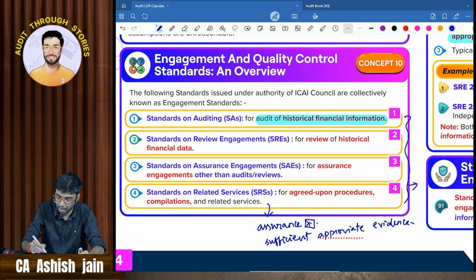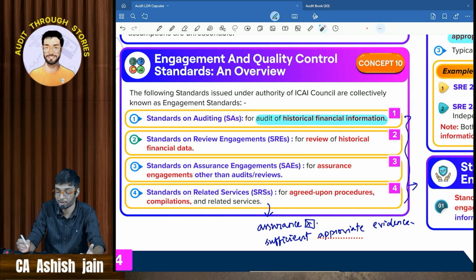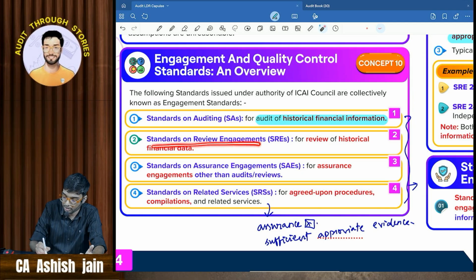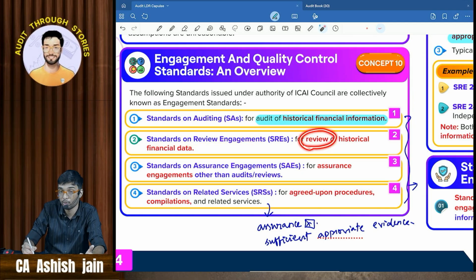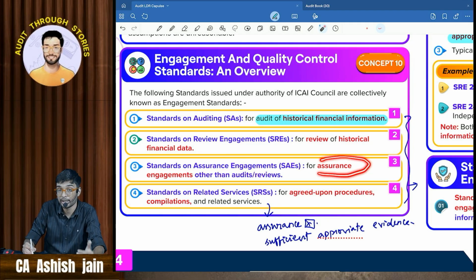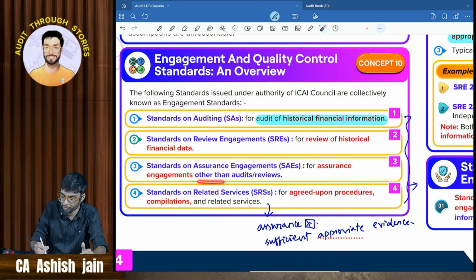So one is standards on auditing, which talks about audit of historical financial information. Then standards on review engagement, which talks about review of historical financial data. Then standards on assurance engagement, where the auditor or practitioner is going to give assurance other than audit and review. Okay, other than audit and review, very important.